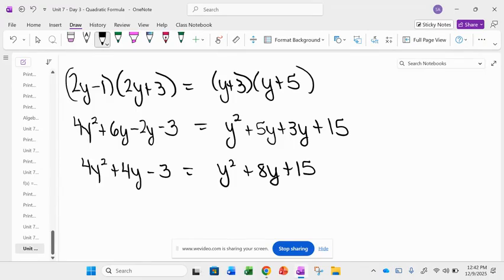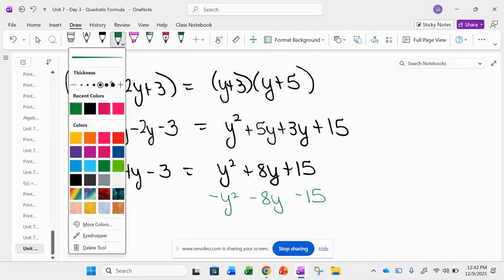So I want to solve by using the quadratic formula. What should I do now? So we cross multiplied, we FOILed everything out. What should I do now? Well, in order to use the quadratic formula, what does it have to equal? 0. So I need to set it equal to 0. So I'm going to subtract the y squared, the 8y, and the 15.